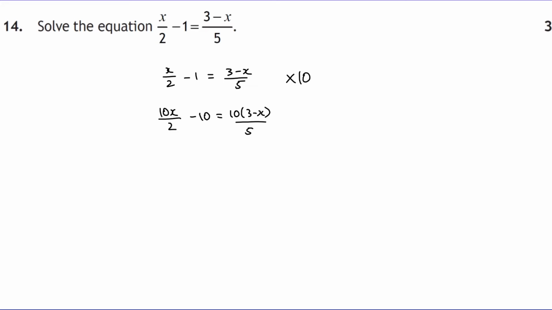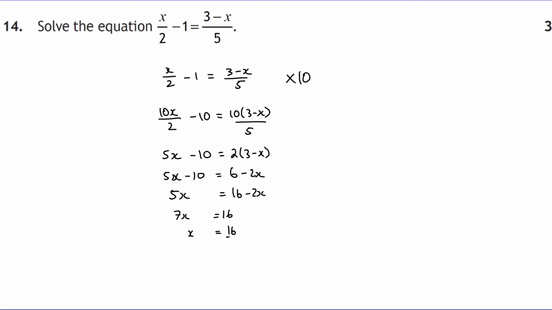So 10 divided by 2 is 5, so 5x minus the 10. 10 divided by 5 is 2. And now we've just got an equation without any fractions that looks a lot simpler to solve. So 5x minus 10 equals 6 minus 2x. If we add 10 to both sides, that gives us 16 minus 2x. And if we add 2x to both sides, we get 7x equals 16. Then divide by 7, we get x equals 16 over 7. Isn't that a weird answer? Okay.